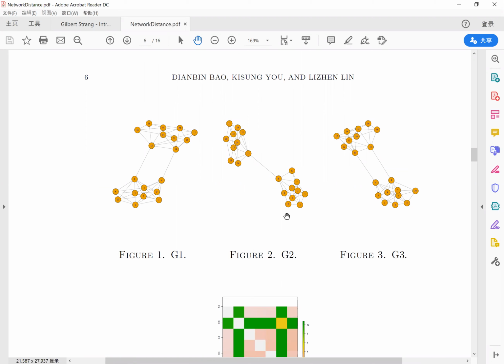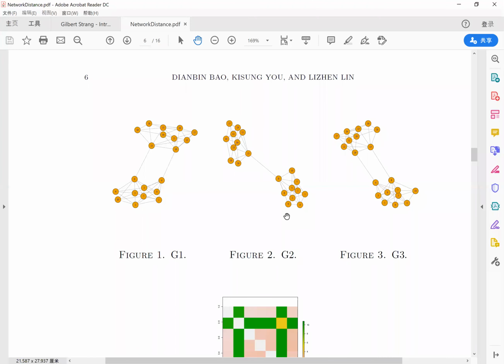Okay, now you see these three graphs, they have two communities. Graph G1 and graph G3: the two communities have two bridges. In graph G1, these two communities have only one bridge. Now actually we can define similarity between these things.